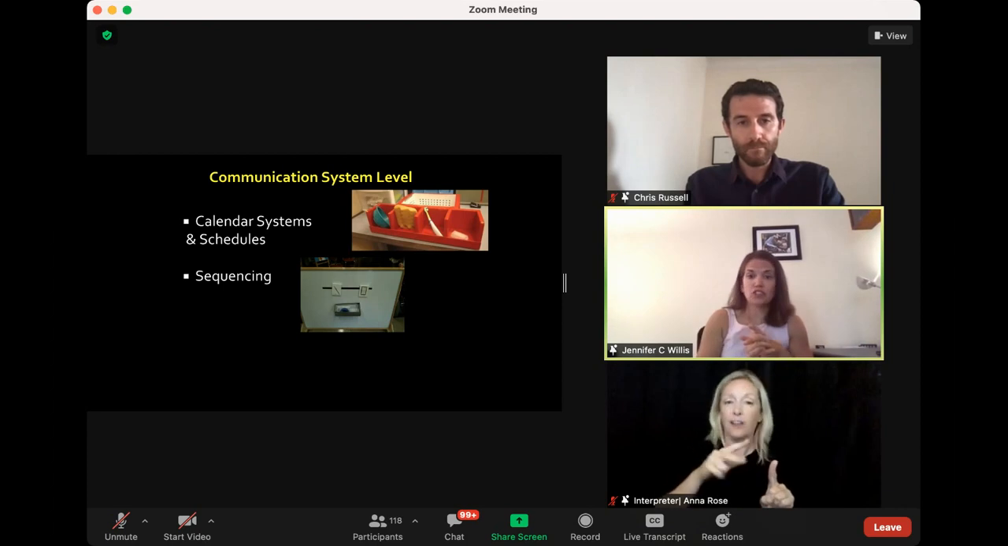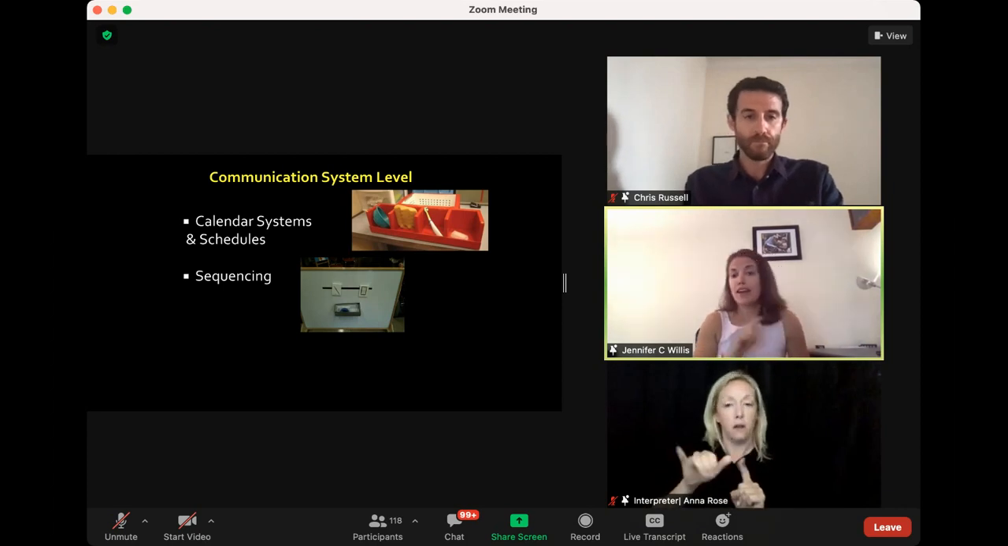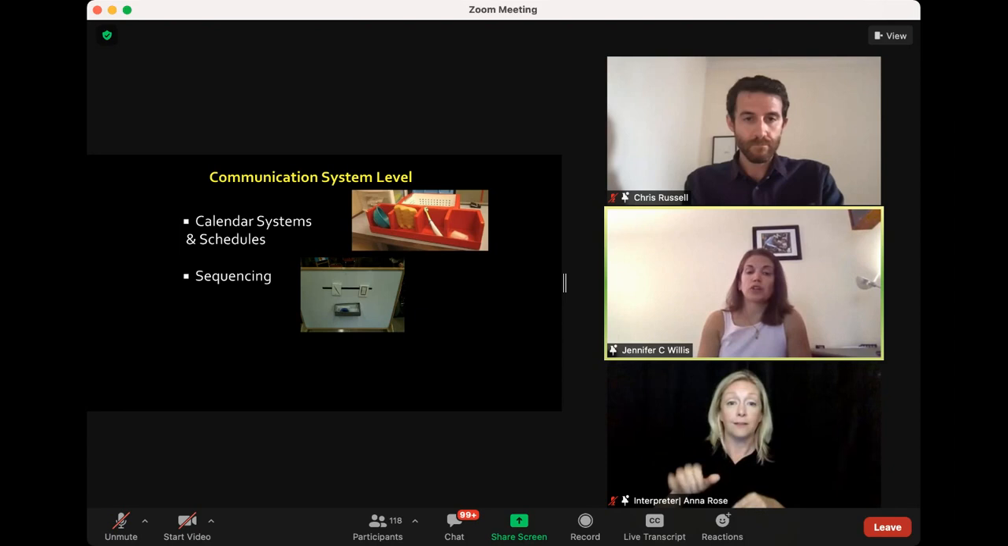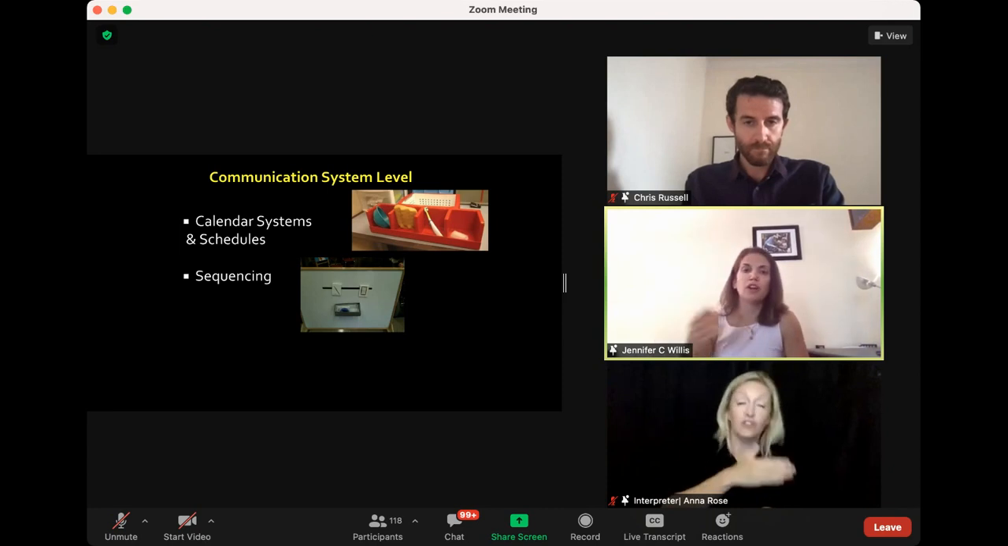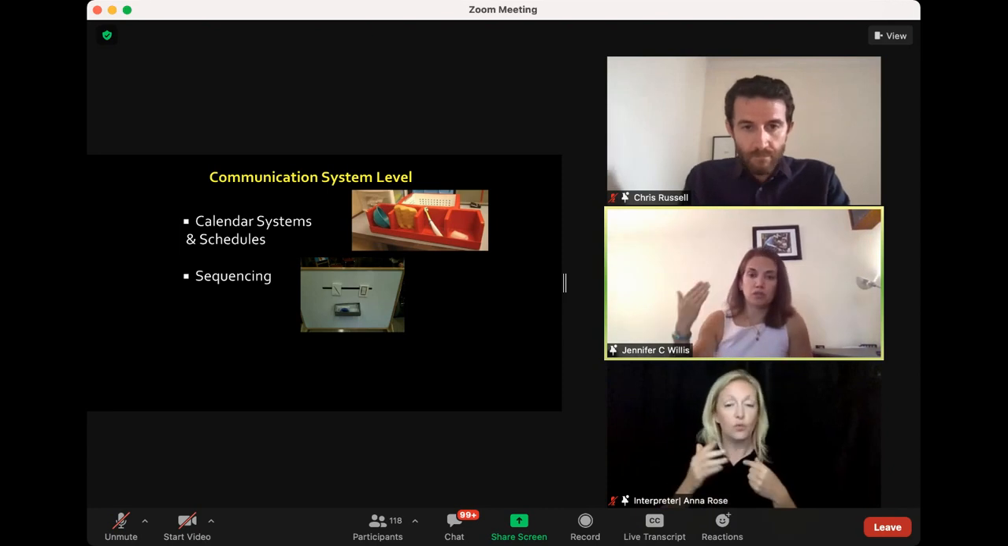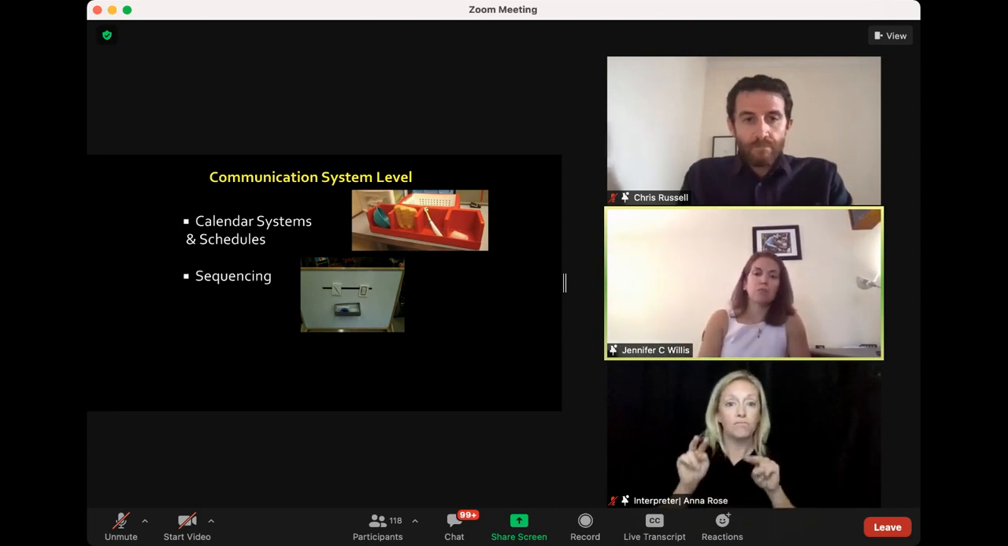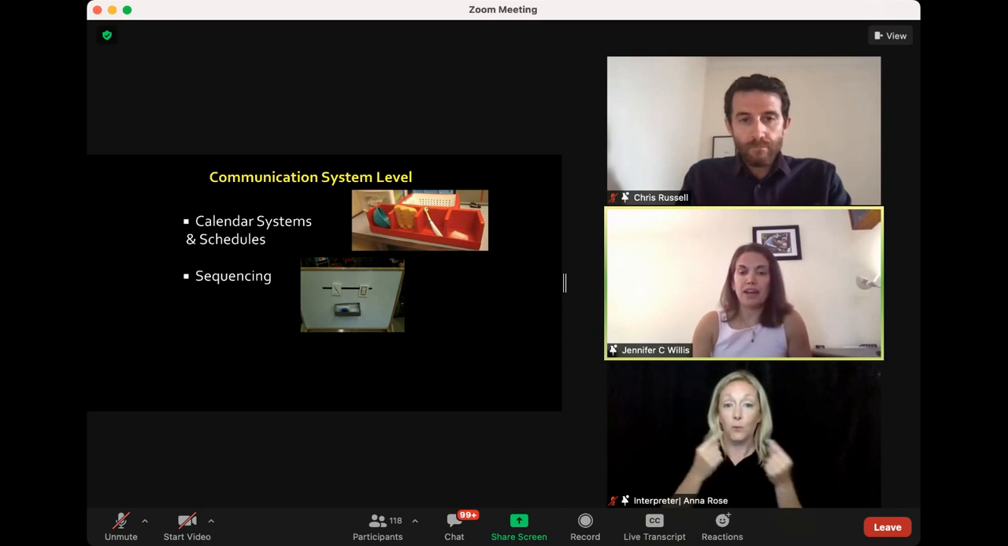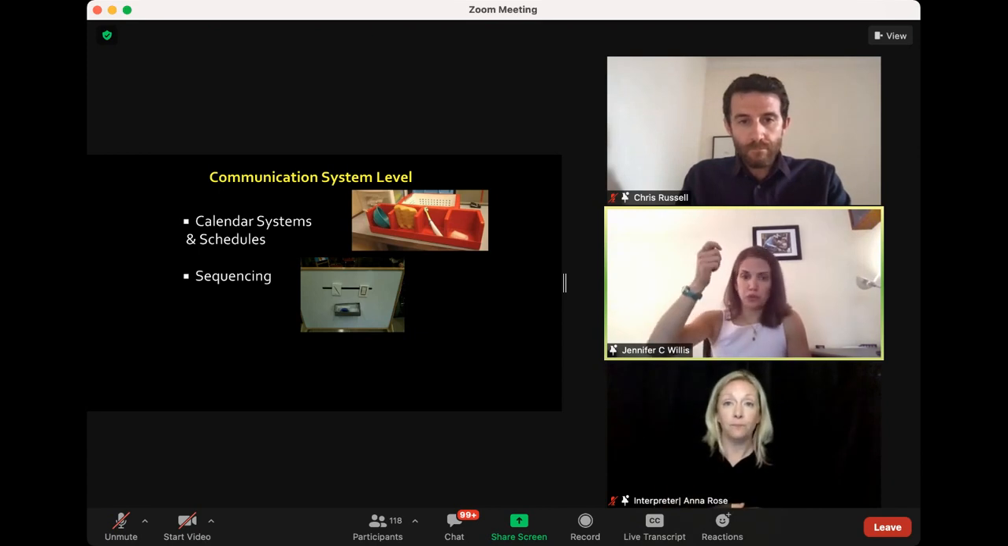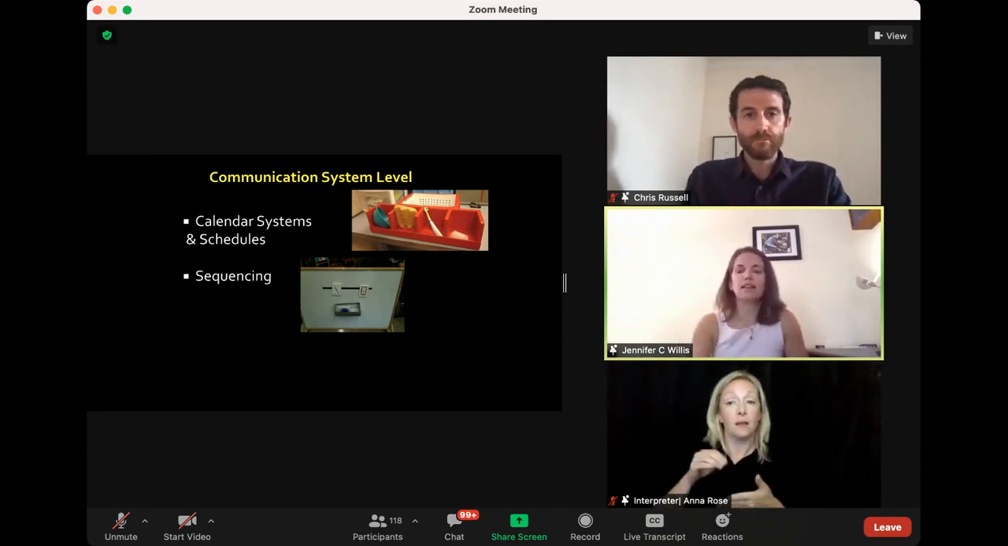Opportunities to work on sequencing. So we're talking first and next. First and second, we're going to do this first, and then we're going to do this. So we're doing something non-preferred first, and then you get to do something preferred. So giving that anticipation of when a preferred activity is going to happen, and allowing the child to be able to sequence through. This thing's done, now we do the next thing.